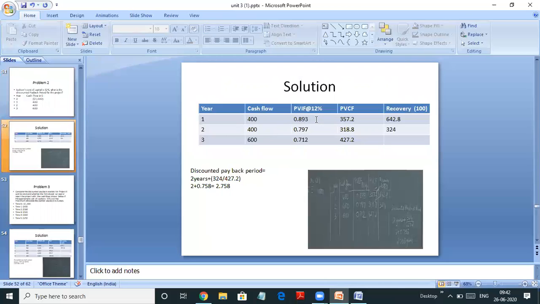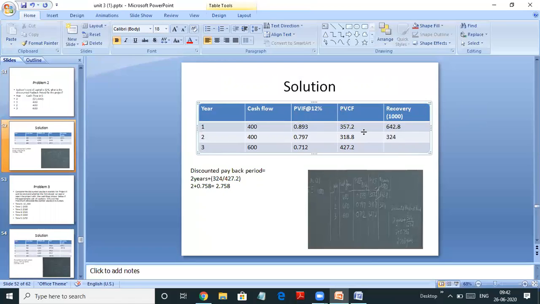So 400 into 0.893, you get 357.2. 400 into 0.797, you get 318.8. So on. Now we'll see the recovery. So here it is 1,000 actually. So 1,000 minus 357.2, I get 642.8. 642.8 minus 318.8, you get 324.